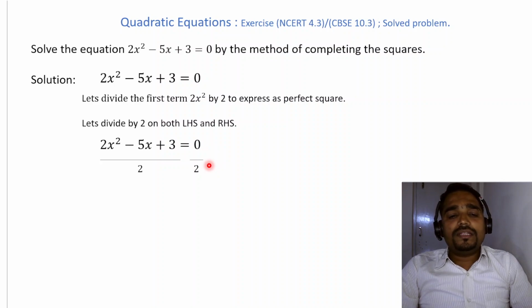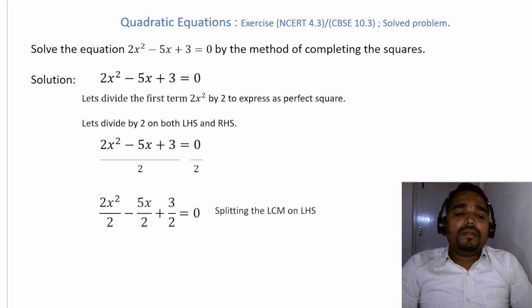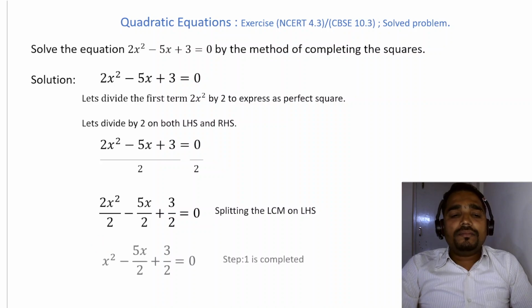Also, let us split the terms on the LHS: 2x square by 2 minus 5x by 2 plus 3 by 2 is equal to 0 by 2, which is 0. Here we see that in the first term, 2x square by 2, the 2 would get cancelled and we would be left with x square, which means that the first term is expressed as a perfect square. Therefore, step number 1 is completed.